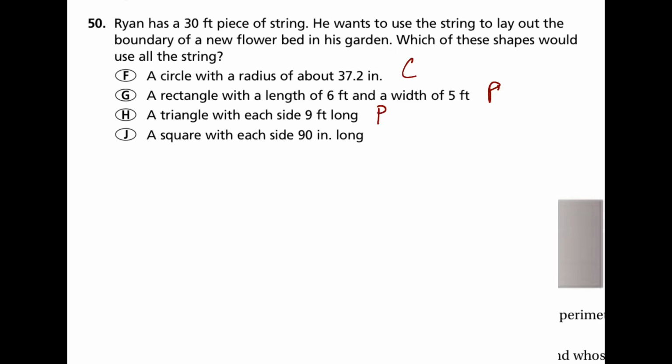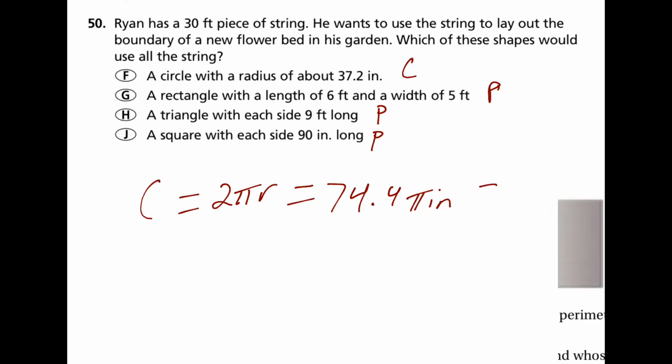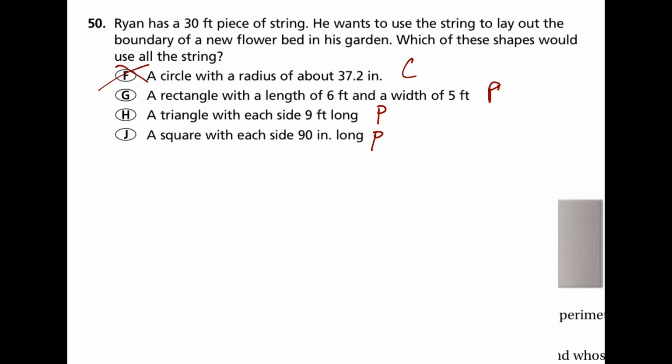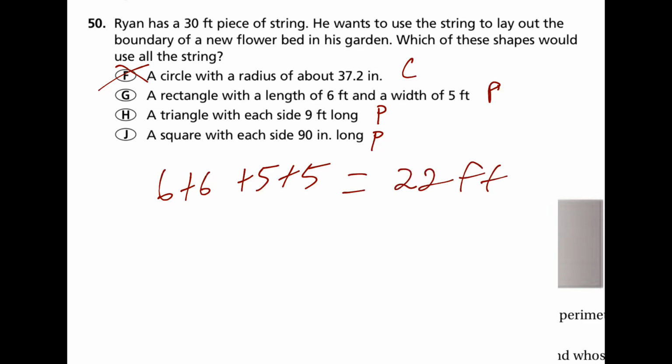So to figure out how we'd use this 30 feet piece of string, we look at the circumference and perimeter of each of these shapes. So for F, C is equal to 2 pi r, which in this case would be 74.4 pi inches. If we converted that to feet, it would just be under 20, which is not 30, so F is not correct. If we look at G, we're considering 6 plus 6 plus 5 plus 5, and this is still in feet, so this gives us 22 feet, which is not the right answer.